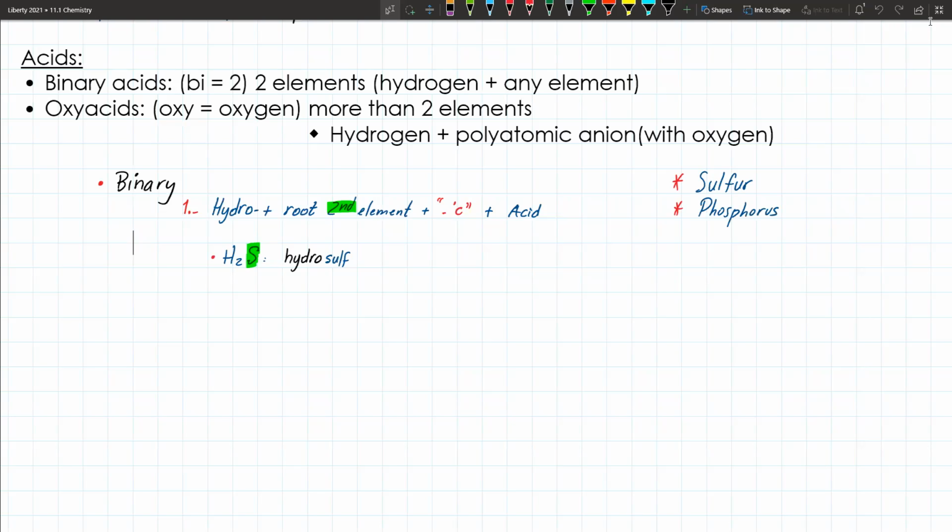So it's going to be hydro. En el caso de las excepciones vamos a escribir, estas serían las roots. Okay? These are going to be the roots for these exceptions. Para sulfur, toda la root va a ser precisamente sulfur. Y para phosphorus va a ser phosphor. Okay? Esa sería la root que tienen que utilizar.